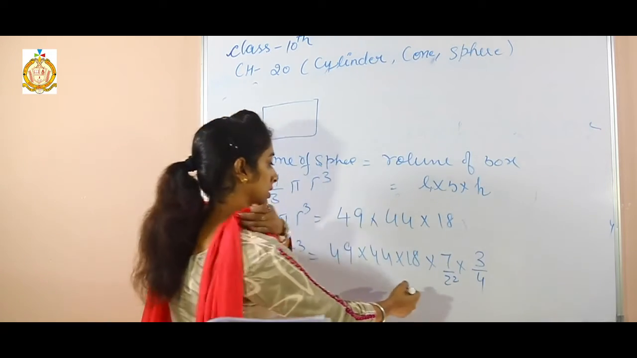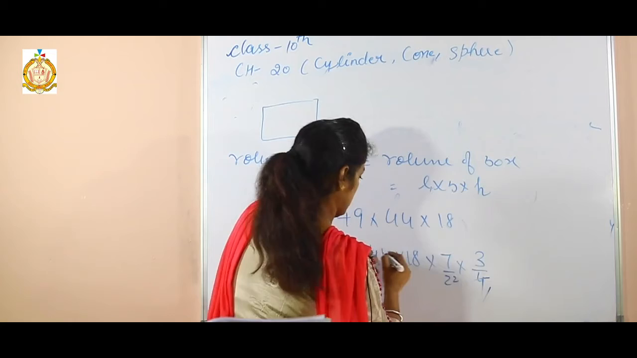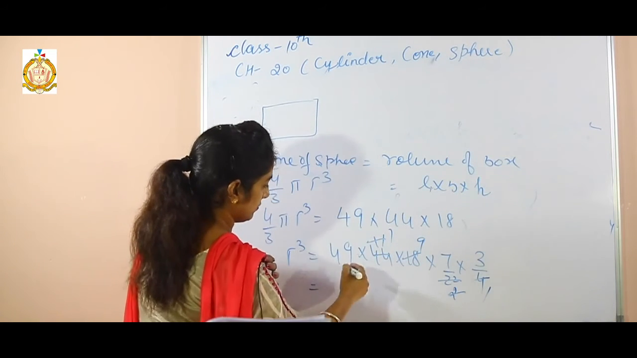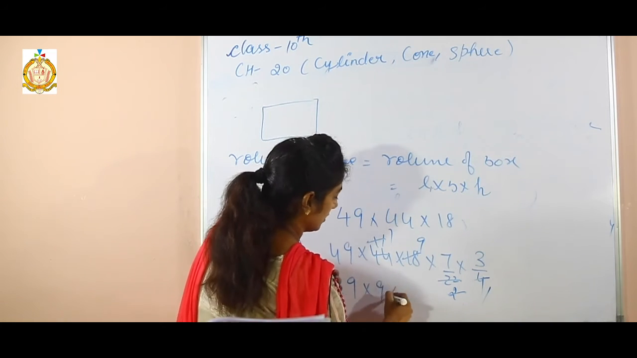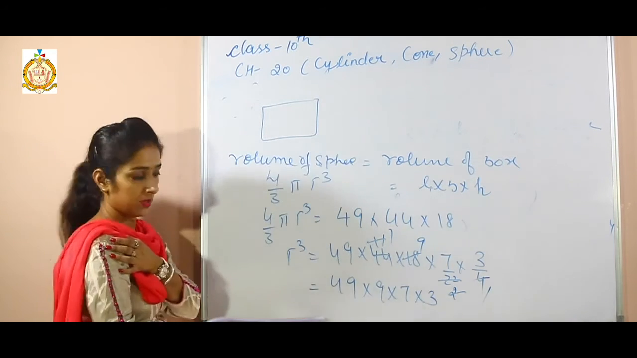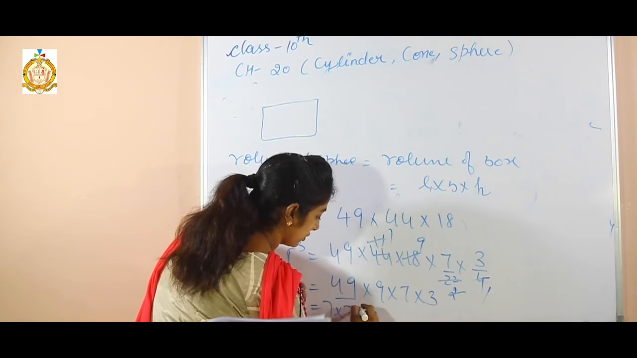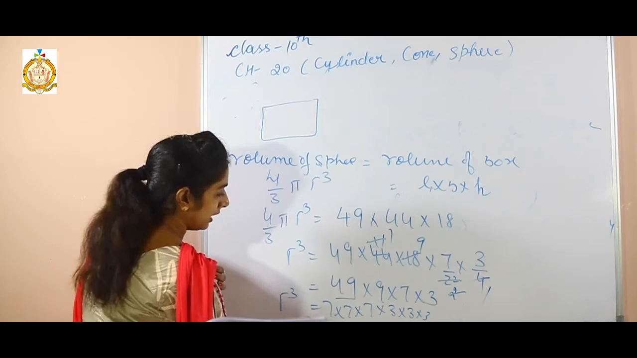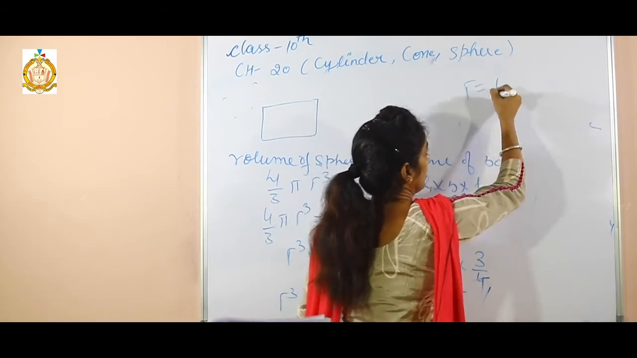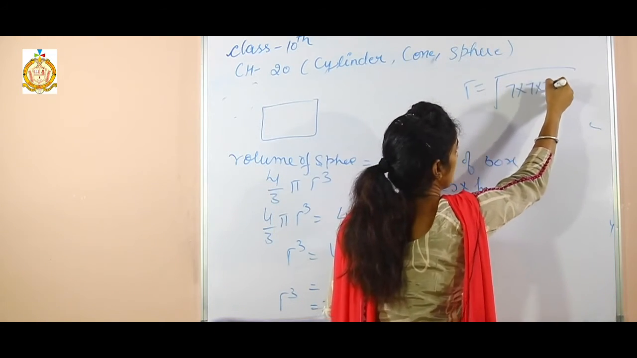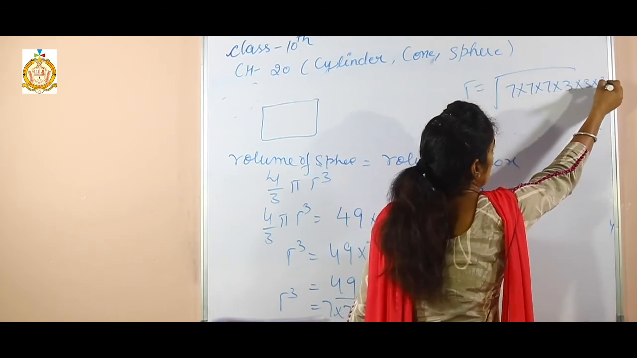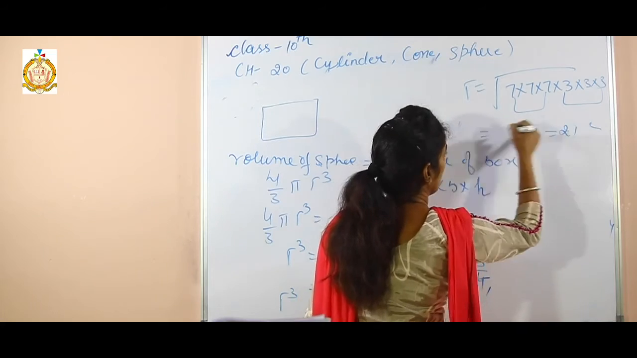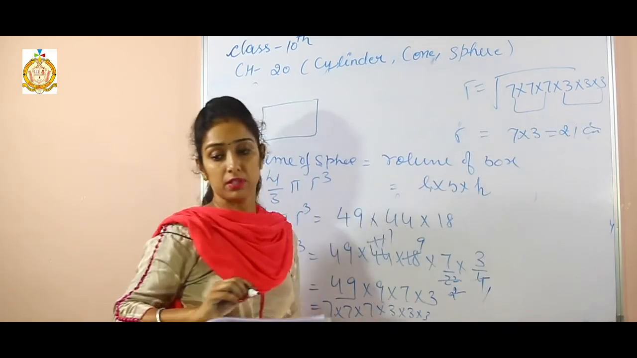Right? Now 11 twos are 22, and we get 49 into 9 into 7 into 3. We can write it as 7 into 7 into 7, 3 into 3 into 3. Now here is a cube root, and what is the value of r? Cube root of 7 into 7 into 7, 3 into 3 into 3. Now take one from each group, 7 into 3, that is 21. So the radius is 21 centimeter.